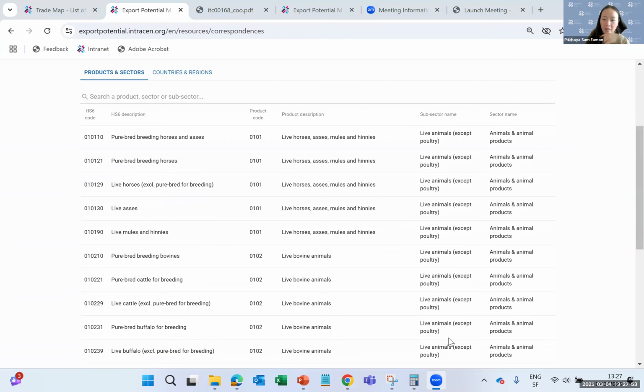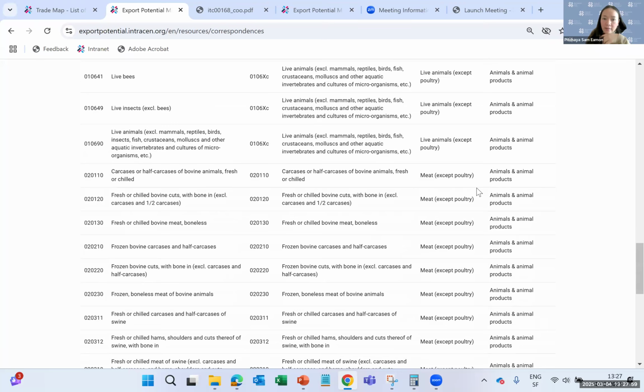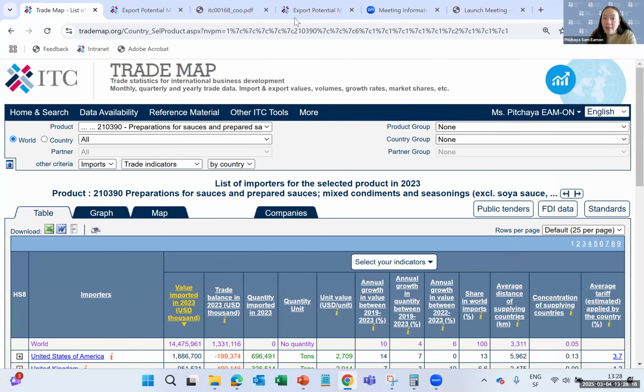Okay. Correspondence table. I think that's what she's talking about. Okay. You can see here 0106XC. It is like that because it considers products that have gone through HS code revision. That's why, okay? So your product textile will definitely appear on EPM if you search carefully.